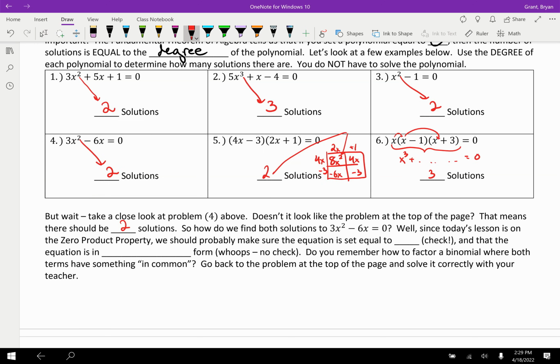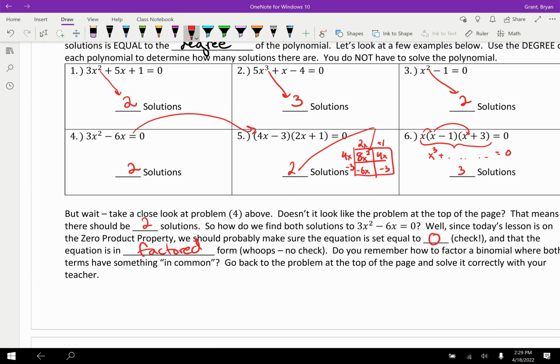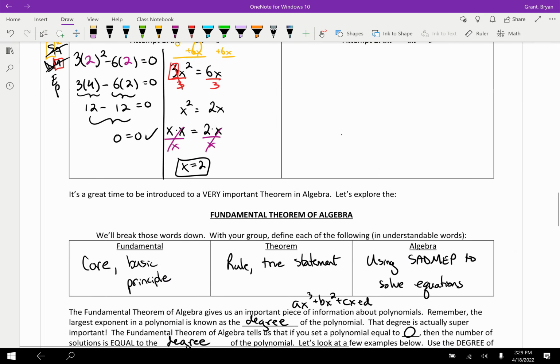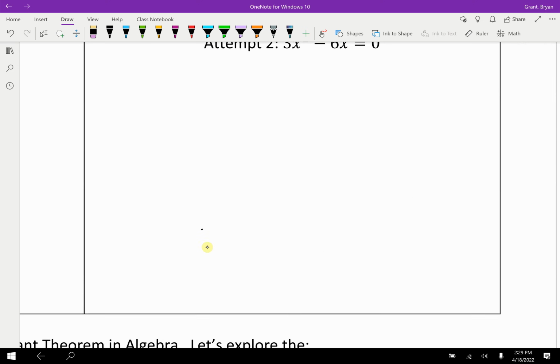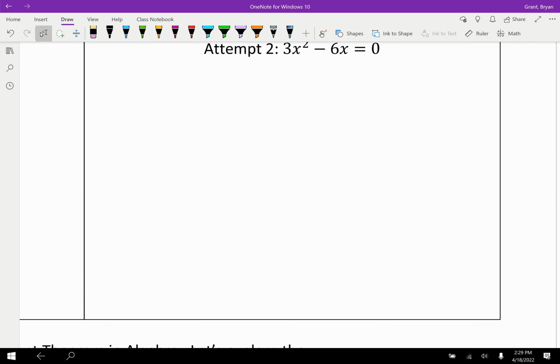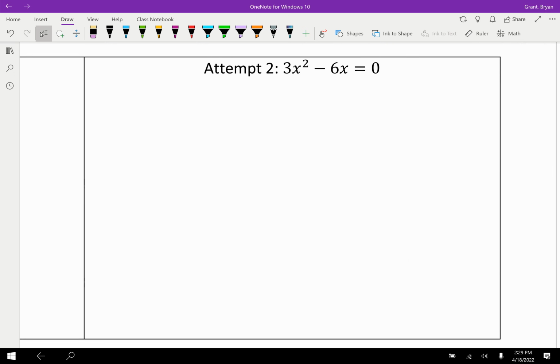Well, since today's lesson is on the zero product property, we should probably make sure the equation is set equal to 0, which it is, and that the equation is in factored form. But I don't think problem 4 is in factored form. Factored form would have those parentheses with x to the first power. So is that an issue? Well, it might be, unless you just finished topic 8, which was all about factoring polynomials. Do you remember how to put this into factored form?